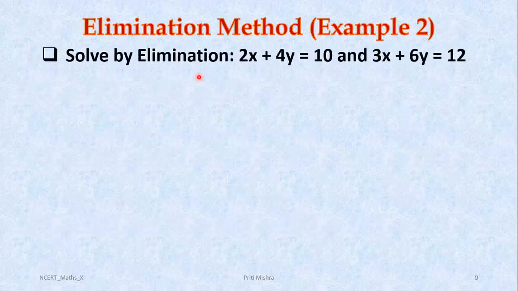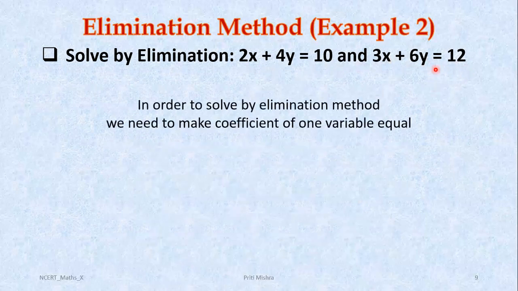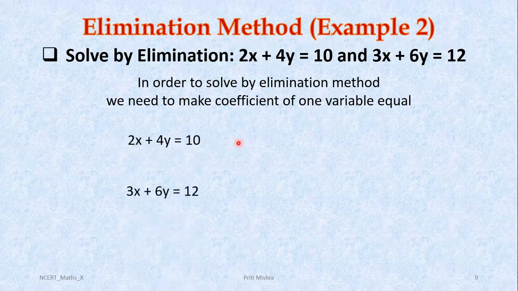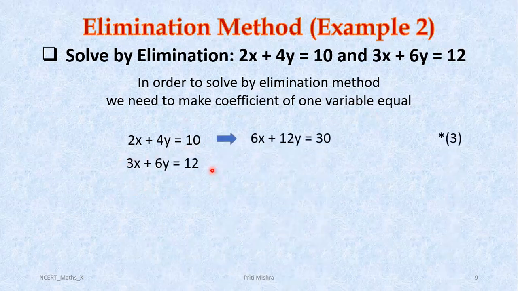Solve by elimination. 2x plus 4y is equal to 10 and 3x plus 6y is equal to 2. Here we have two equations. In order to solve by elimination method, we need to make the coefficient of one variable equal, right? So in the first equation, 2x plus 4y is equal to 10, and in the second equation, 3x plus 6y is equal to 2.